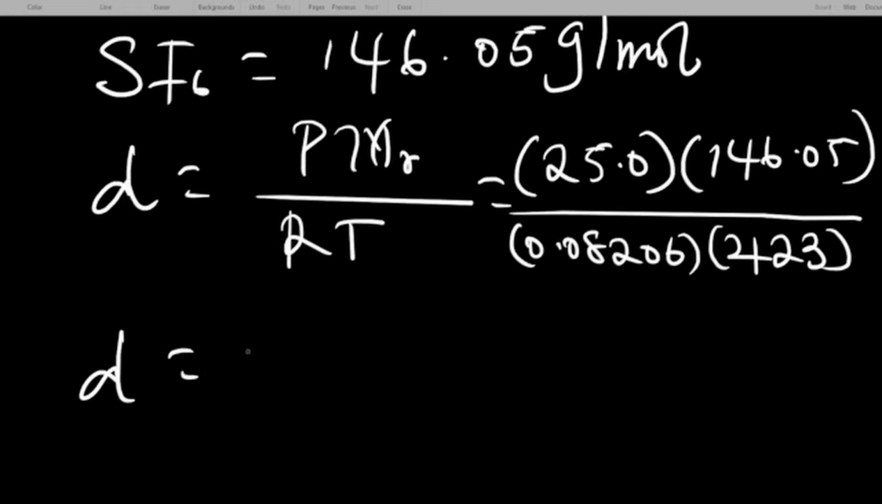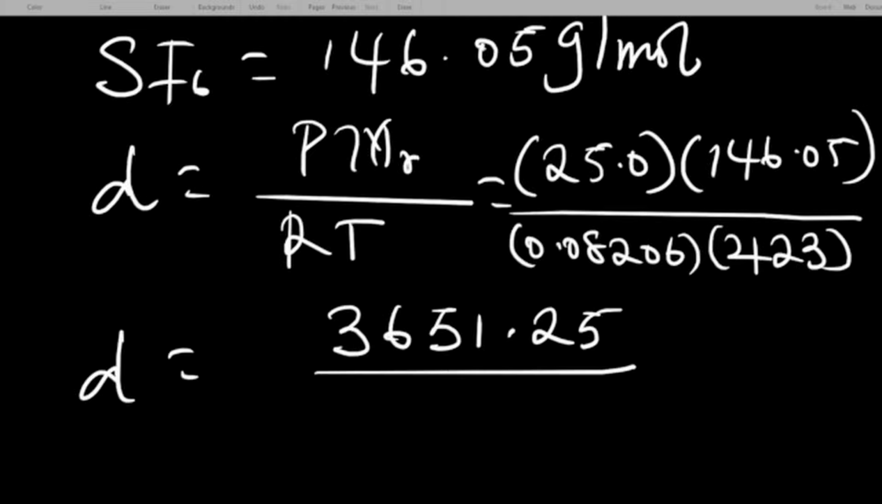So the density equals, when you multiply 25.0 times 146.05, we have 3651.25, and this is over the denominator, which is 423 times 0.08206. So I'm getting 34.711.